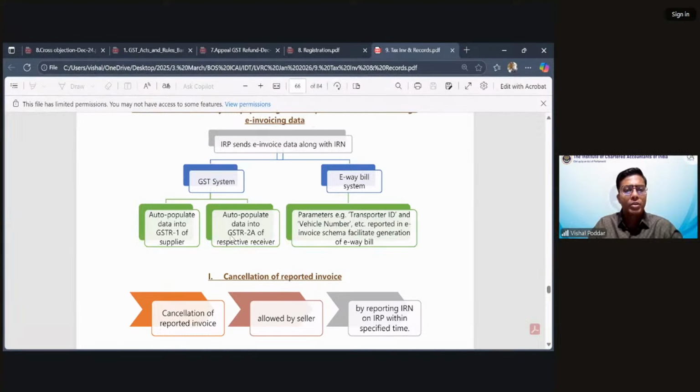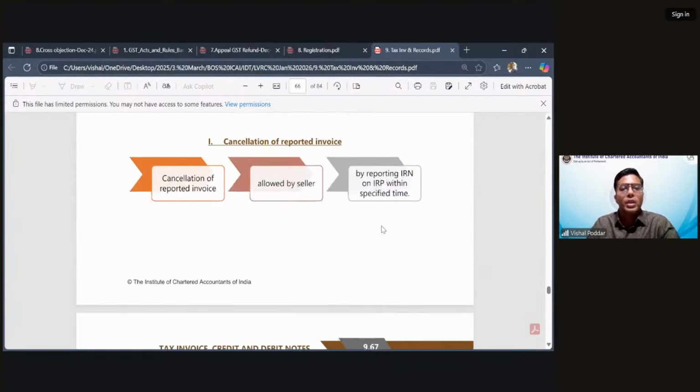So it updates your GSTN system, both yours on the seller's selling side, that is the sales side, and the buyer on the purchase side. Similarly, it goes to the e-way bill portal also, and it updates your invoice details in part 1 of the e-way bill. So parameters, for example transport ID, vehicle ID, etc. reported in the e-invoice schema facilitate generation of e-way bill.